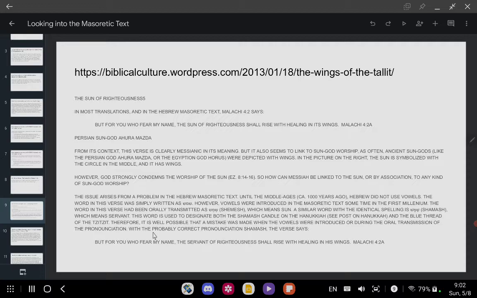So it says the word is used to designate both the shamash candle of the Hanukkah and the blue thread of the tzitzit. That's interesting. I've not heard that before. Therefore, it is well possible that a mistake was made when the vowels were introduced or during the oral transmission of the pronunciation, with the probably correct pronunciation shamash. The verse says, "But for you who fear my name, the servant of righteousness shall arise with healing in its wings."